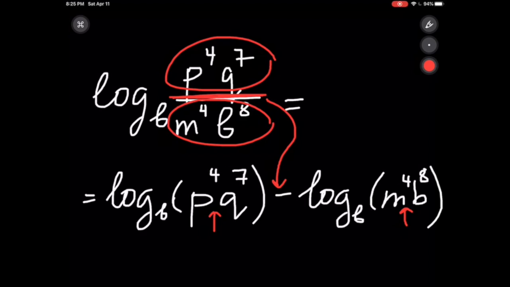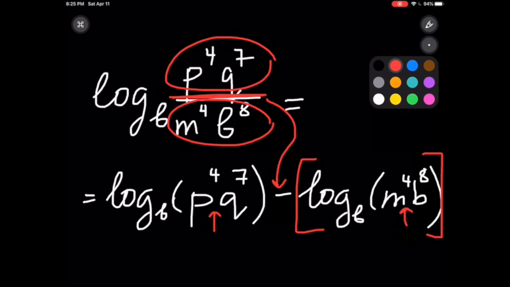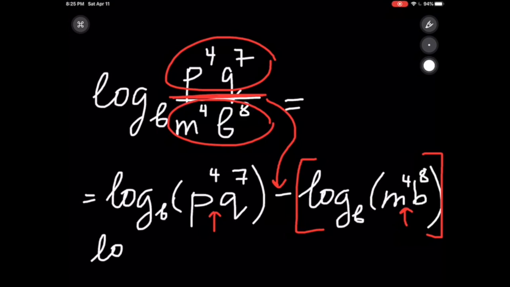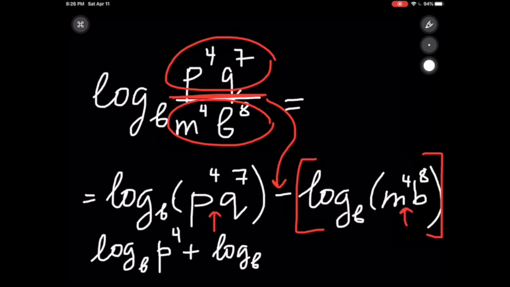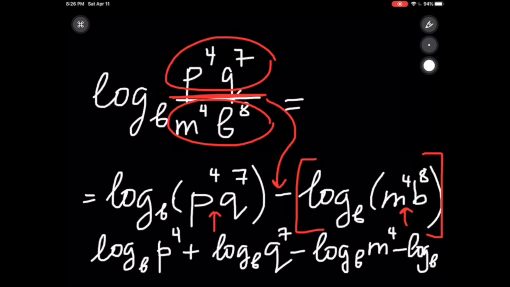The products inside the logs can be written as sums of two separate logs. As we are expanding even further, keep in mind that the entire second log has the minus sign in front of it. So here's what we have: log base b of p to the power of 4 plus log base b of q to the power of 7 minus log base b of m to the power of 4 minus log base b of b to the power of 8.